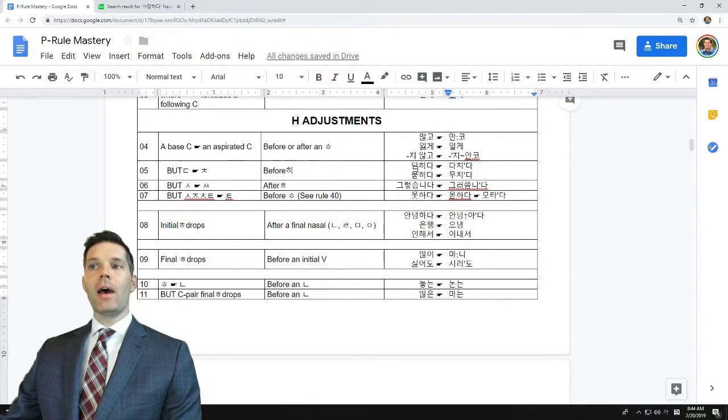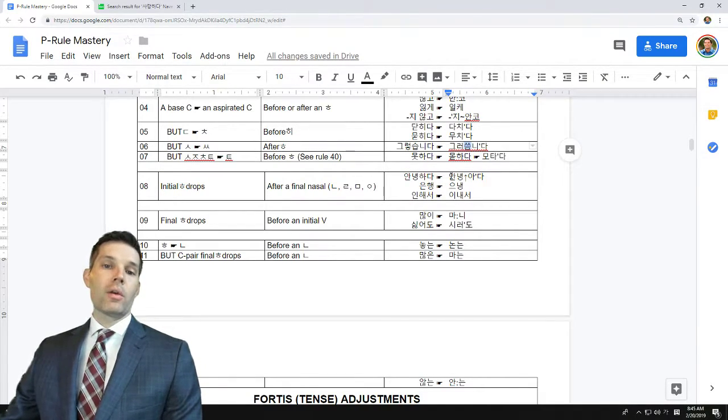And then if you have a D sound under there, then you're going to end up with, instead of 다치다 or something like that, it's going to be 다치다. So 묻히다. 그렇습니다. So here we're going to end up with a double S sound. 그렇습니다. 못하다. So that, again, is what happens there. 못하다.